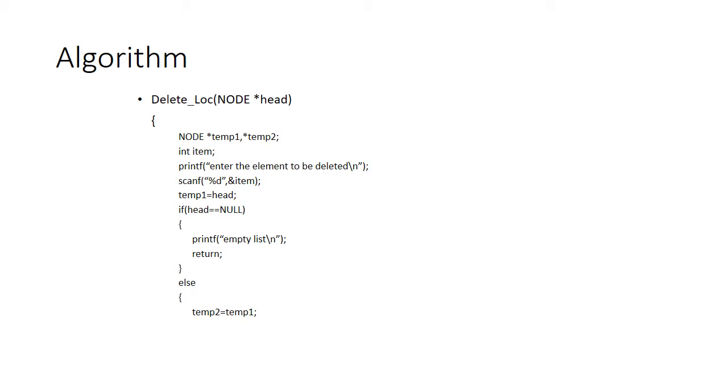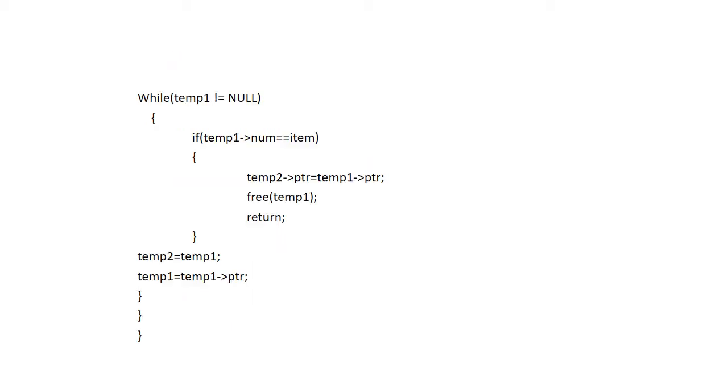First of all, I will enter the element that I would like to delete, and I will store it in item. Now, the address of head I will store in temp1. If I don't have anything in the list, the value of head will be null and I will display an empty list. If I have something, then whatever address I assigned to temp1, I will give it to temp2.